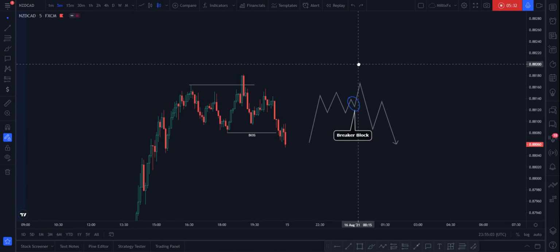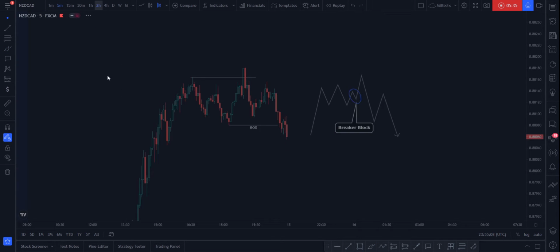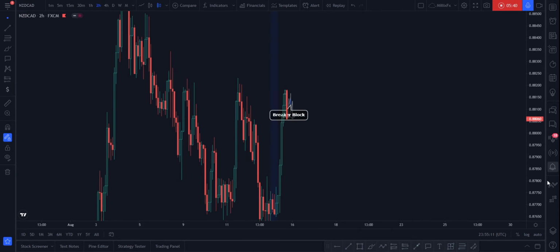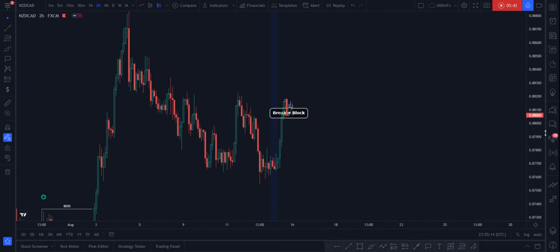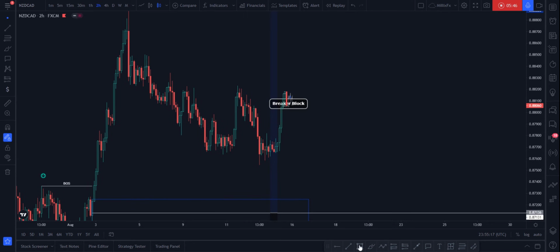So you can see how the market started making higher highs and higher lows. This is actually our NZD CAD trade that I analyzed, and I was saying we need a push to the downside. So you can see from here, after the market pushed, it broke.